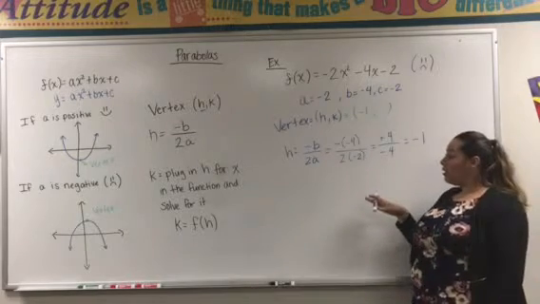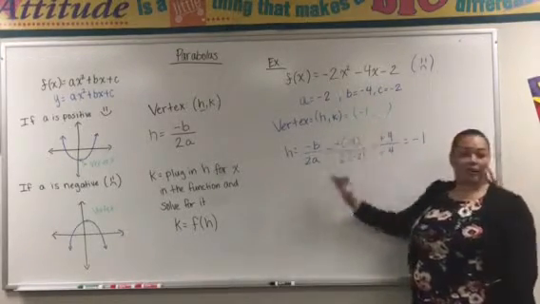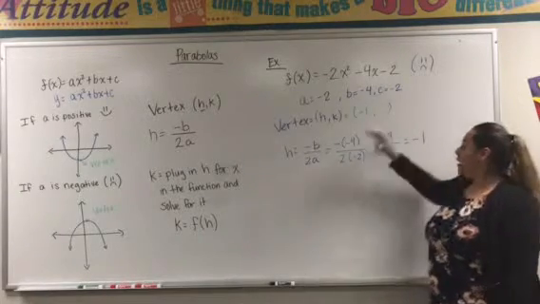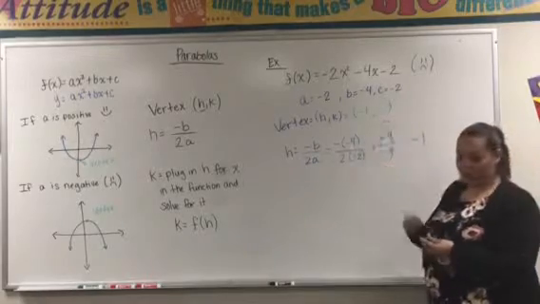At this point, if you're taking the test and they're only asking you for the vertex, stop right here. Eliminate everything that you can eliminate, and hopefully just one starts with negative 1. That will be your answer. If not, we have to figure out what k is.